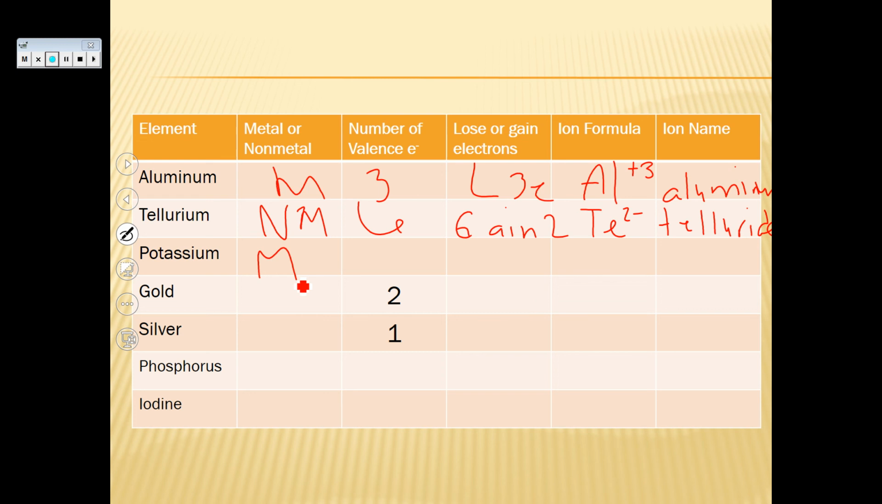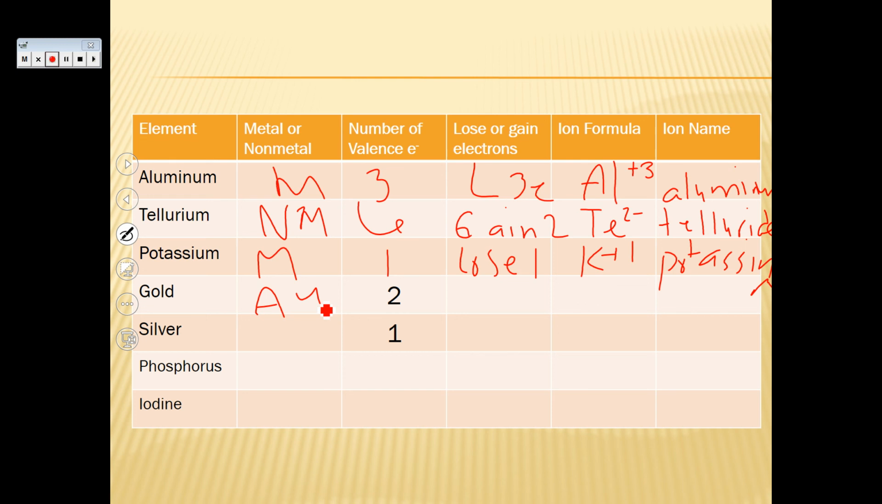Potassium is a metal with 1 valence electron. It's going to lose 1 electron to become K positive 1, and its name stays potassium. Gold is Au. Gold is not a normal metal. It is a transition metal. So because it's not in a normal A group on the periodic table, its number of valence electrons has to be given to you in the problem.